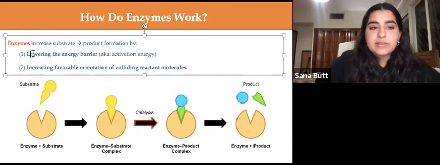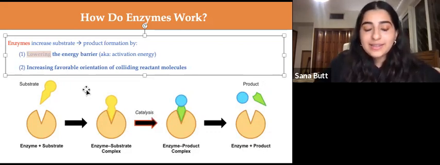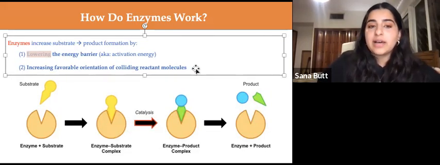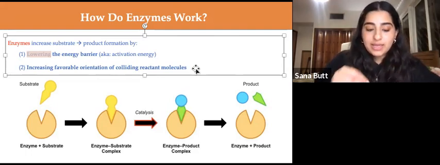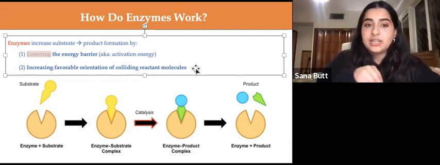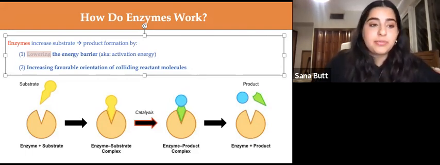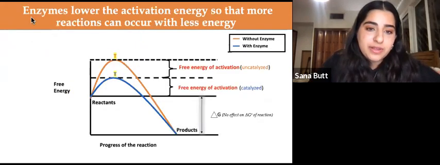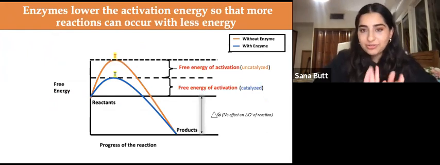But the first thing I want you guys to understand is lowering of the energy barrier basically allows the enzymes to have more reactions with less energy, and they increase the favorable orientation of colliding reactant molecules. Basically that means they allow the substrate to come into close proximity with the enzyme in the correct, proper orientation and in the correct and proper chemical environment as well. So we'll talk more about this because this is fairly important. We can spend a little bit of time on this slide, and after this we'll have a little checkpoint.